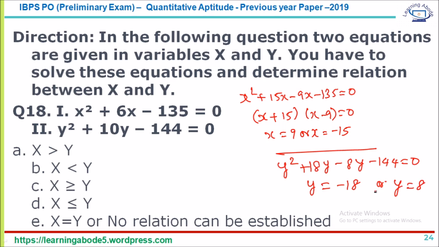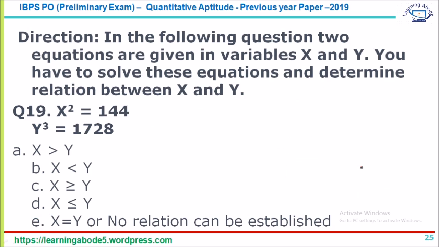So as far as this is concerned, x can be minus 15 or plus 9, and y can be minus 18 or plus 8. So in one case x is greater, in another case x is smaller, so we are not sure. The answer is no relationship can be established, because x can be both positive and negative, y can be both positive and negative, and so we can't really compare the two. So the answer is answer option E.